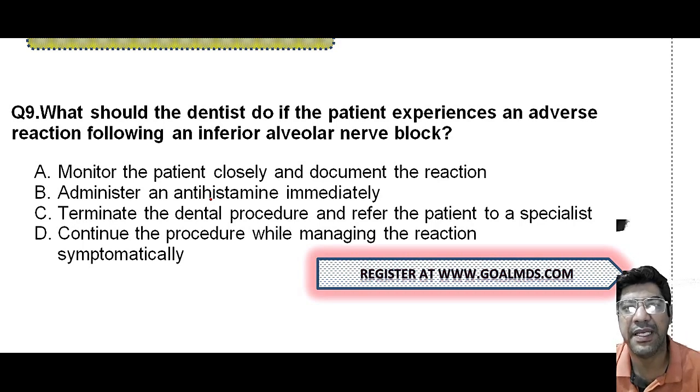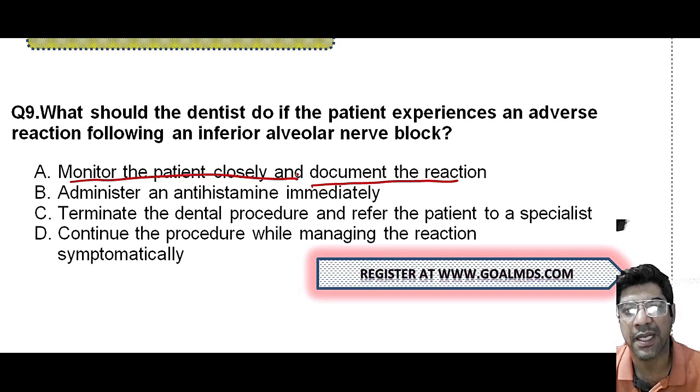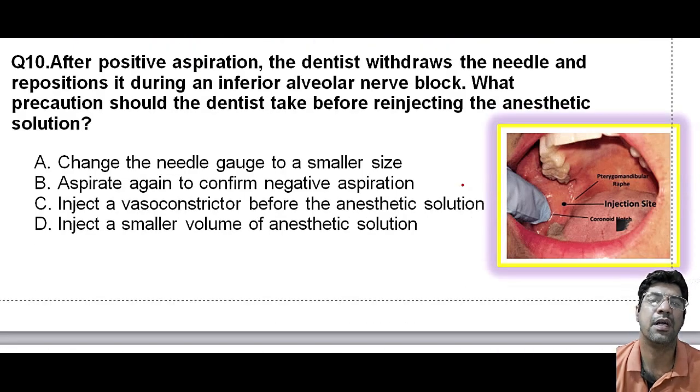What should the dentist do if the patient experiences an adverse reaction following an inferior alveolar nerve block? If the patient experiences an adverse reaction following an inferior alveolar nerve block or any dental procedure, the dentist's initial response should be to monitor the patient closely and document the reaction. That will allow the dentist to assess the patient's condition, provide appropriate care and maintain a record of the incident for future reference. Depending upon the nature and severity of the reaction, further action may be required, such as administering emergency medicaments or referring the patient to a specialist. However, closely monitoring the patient and documenting the reaction are the essential first steps in managing adverse events during the dental procedure. So the answer is definitely A.